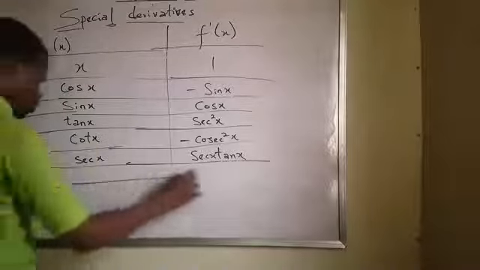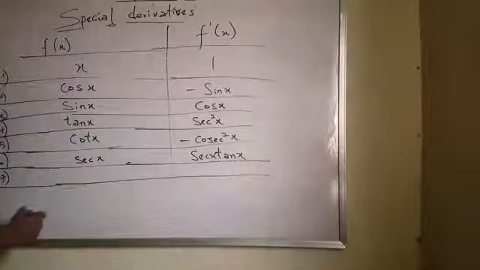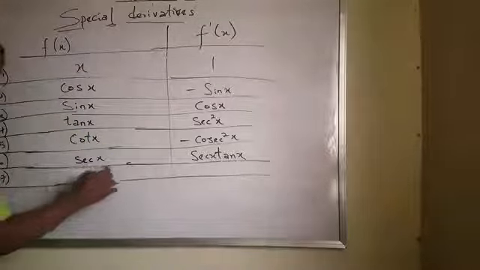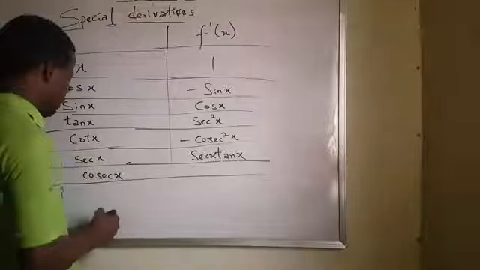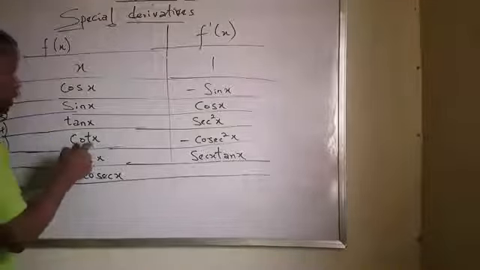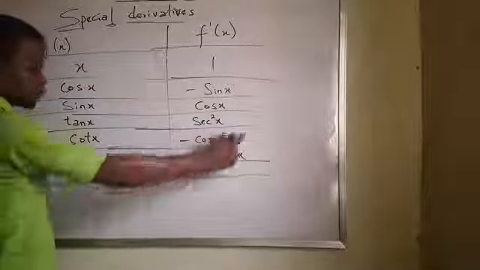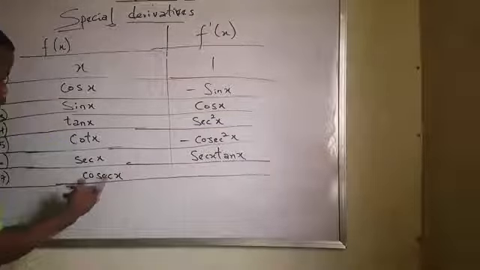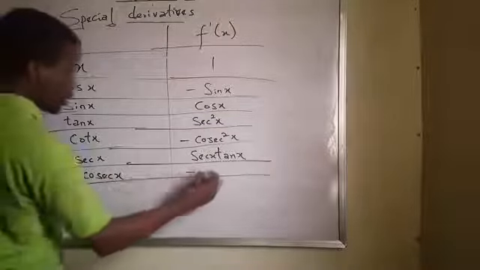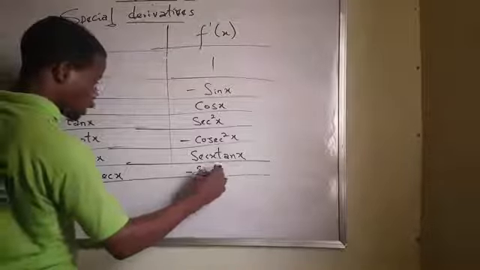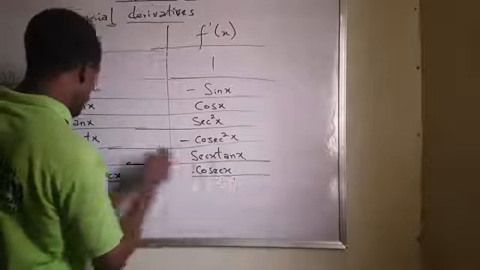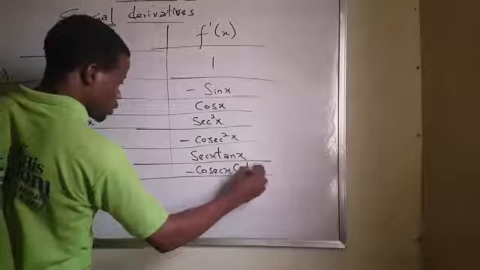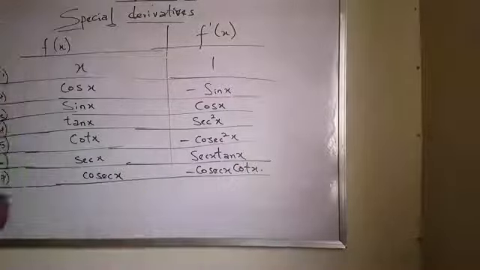7. We have cosec x. So cosec x will be what? Don't forget, cot x, if you differentiate cot x, you have minus cosec square x, right? So cosec x will be carrying minus, but will now be cosec x cot x. Good. Then if you have this, let me stop here.